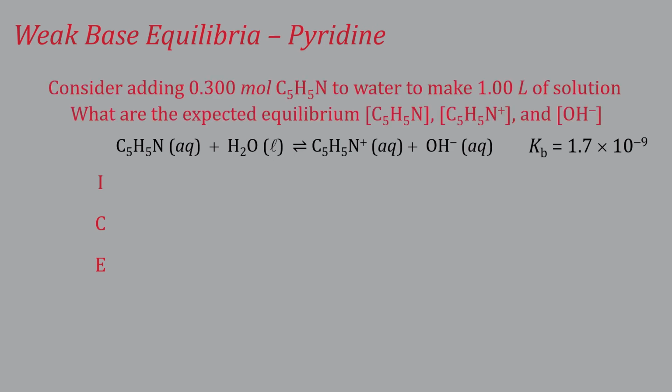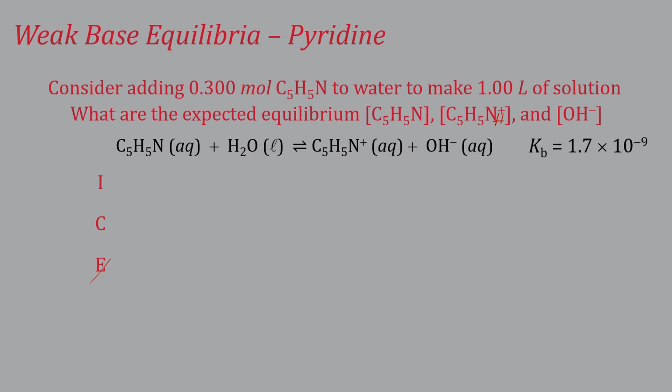All right, so let's work through an example. So we're going to take 0.3 moles of pyridine. We're going to add it to enough water to make a liter of solution. So what are the expected equilibrium concentrations of the pyridine, the pyridinium ion, H plus, and the hydroxide?